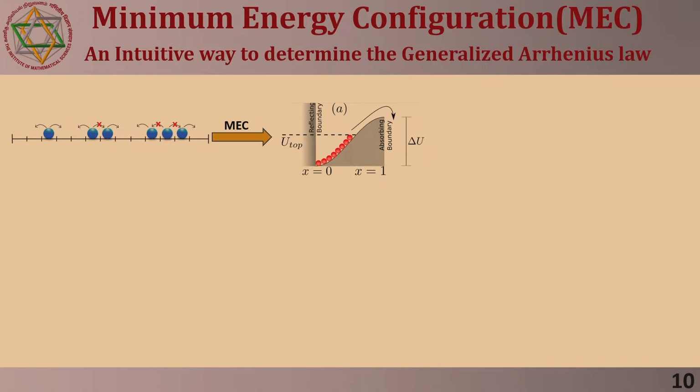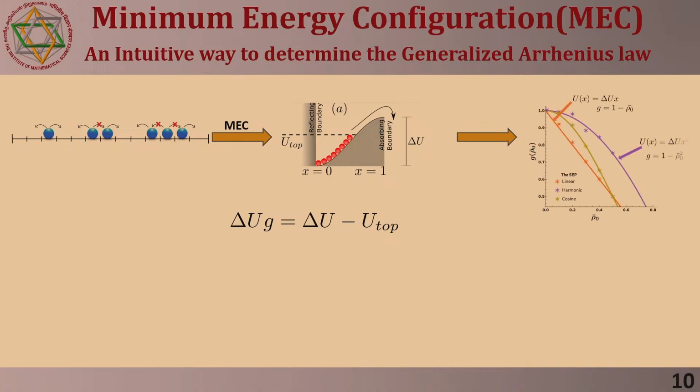Hence, in this configuration, this particle does not see a barrier height delta u, rather it sees a barrier delta u minus u top, and we say that this delta u minus u top is nothing but delta u times g, and here is the result for simple exclusion process.